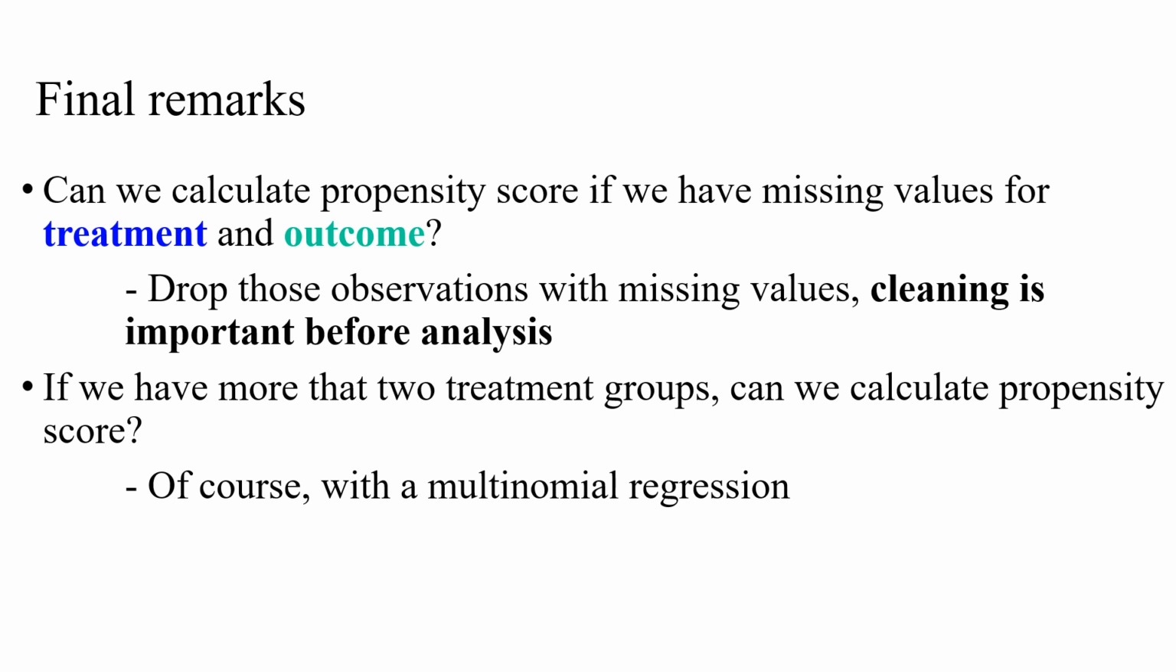Can we calculate propensity score for the missing values with treatment and outcome? It's better to drop those observations, because if we calculate a propensity score with the missing values, maybe we will get biased results. And in our assignment, we have two groups for the treatment. Can we calculate propensity score for more than two treatment groups? Yes, in that case, we will have to conduct a multinomial regression.